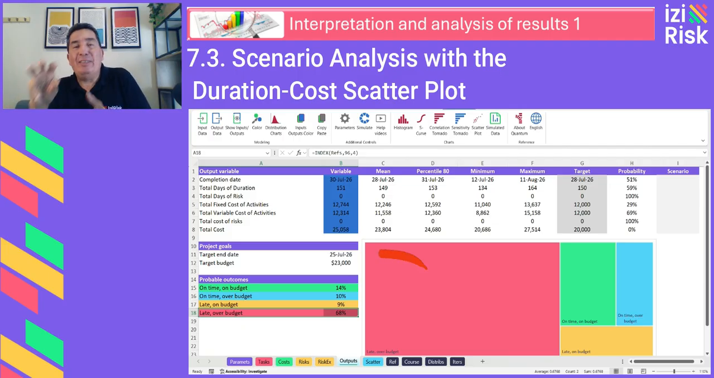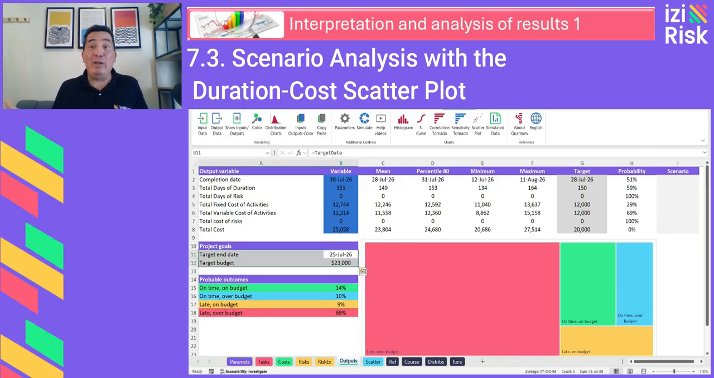It shows that the deterministic scenario, July 25th, 2026, and $23,000 as a budget, is too optimistic. In real life, it is unlikely to happen due to the uncertainty in task durations and costs. So we need to get more realistic targets. So we could use percentiles to set new goals.